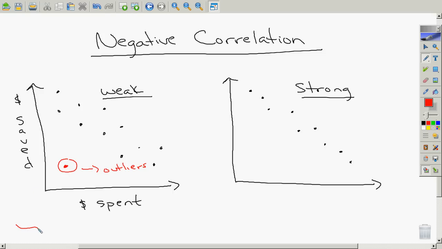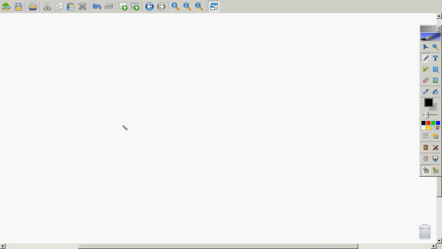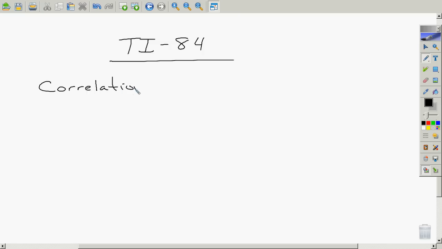Can you draw a line underneath what we just did here? And let's move to our calculator stuff. Okay, so on your TI-84, we can do something called a correlation coefficient.